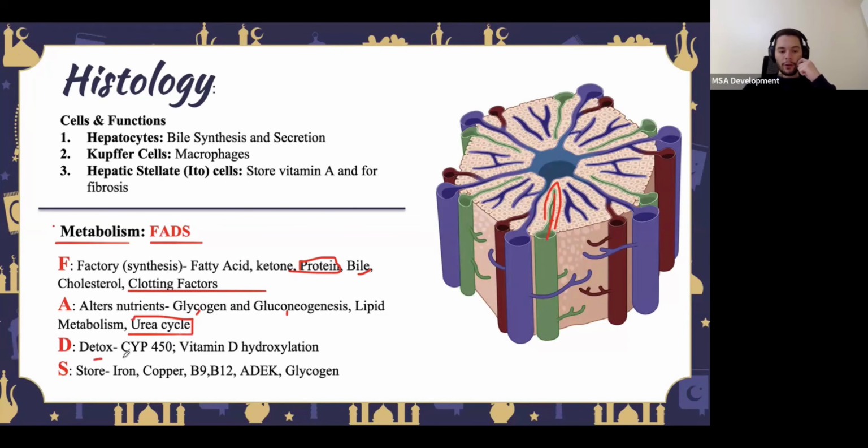D is for detoxification using the cytochrome P450. And it's important for vitamin D hydroxylation. Okay? Finally, it stores your iron and copper, which are important in certain diseases such as Wilson and hemochromatosis, your vitamins B9, B12, your fat-soluble vitamins, and glycogen.